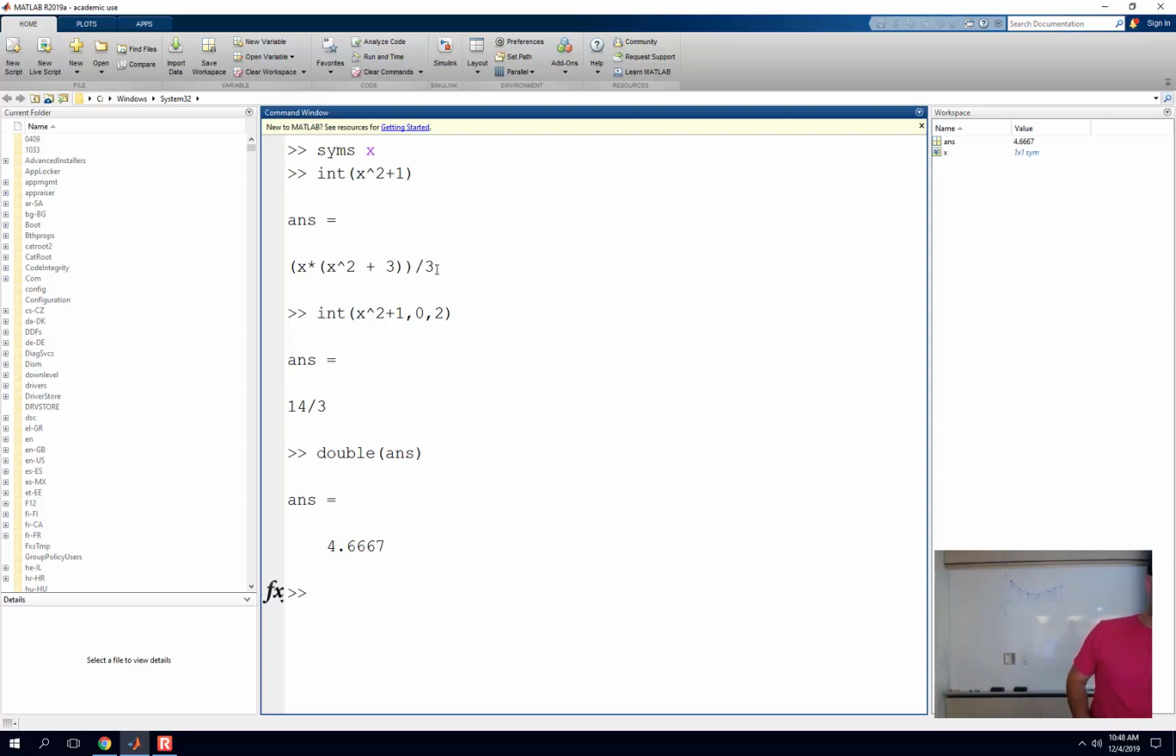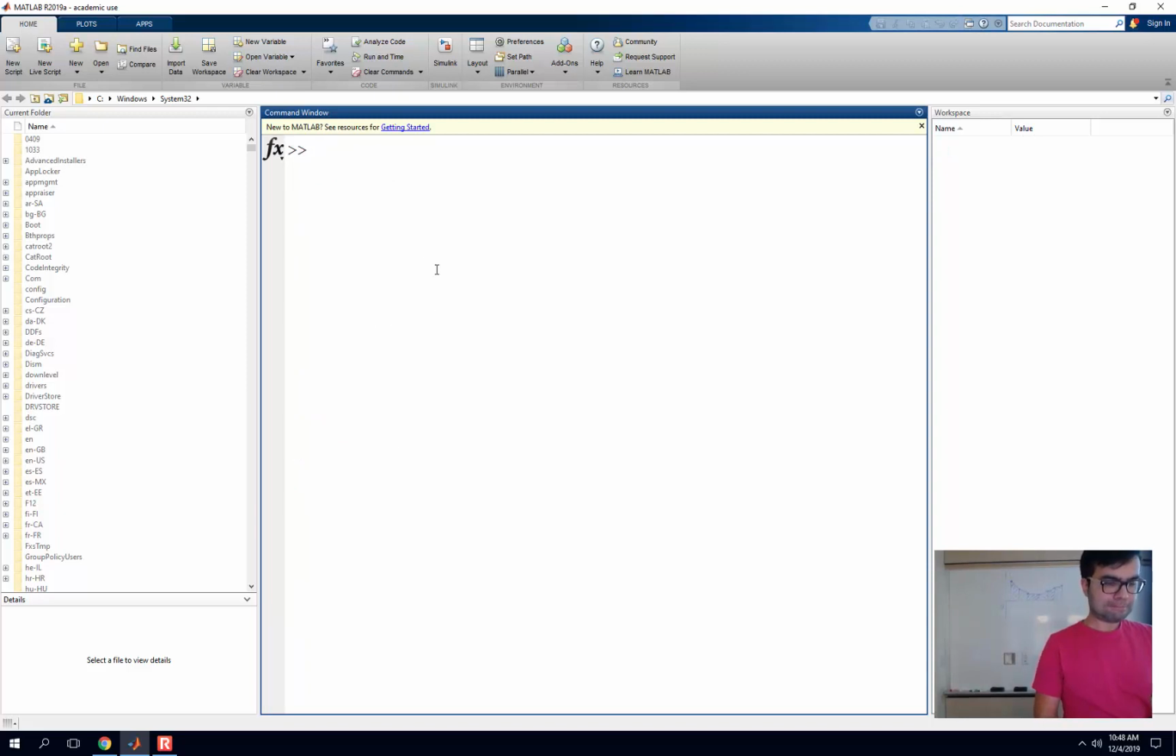Let me get rid of all I have so far, clear and clc. I have a function. My function was x squared plus 1. That was my previous function. I define that as a function handle. Do you remember this, the handle? Do you remember inline function and then handle function? That's the handle function.